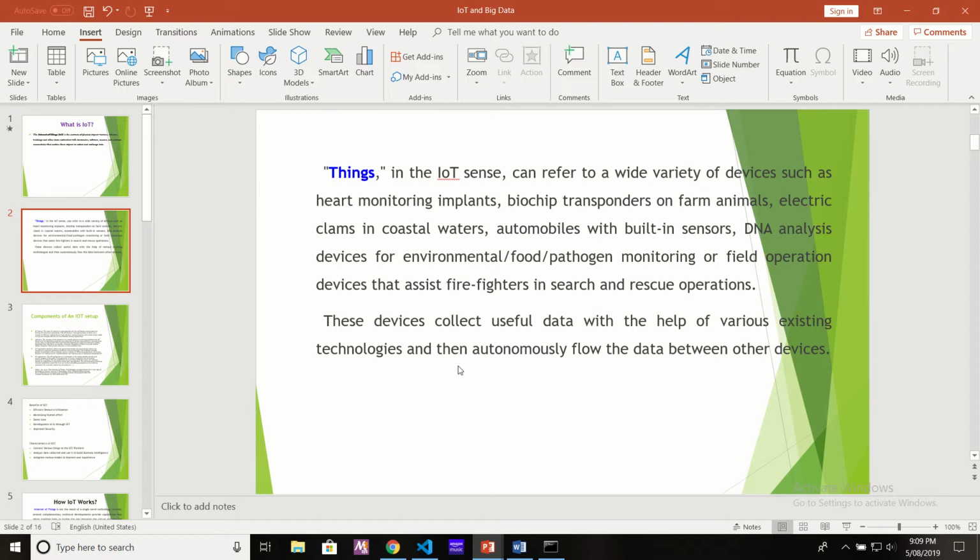So, basic IoT setup. If you're coming into your own home, what happens? You have a motion detector sensor, and it will detect when there's any movement in the house. When there is any movement in the house, it will automatically switch on the lights. So that's basically a part of Internet of Things.